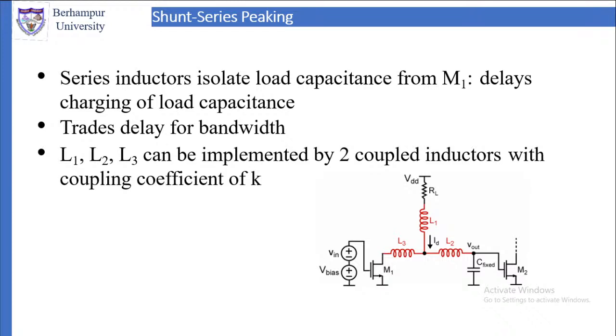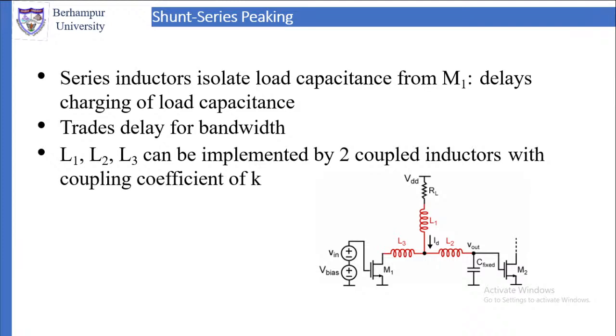So what we are doing here is we are giving the input to the first transistor M1. So Vin is the input to the first transistor. Biasing is of course there. V bias is the biasing. So you bias the transistor for amplification.